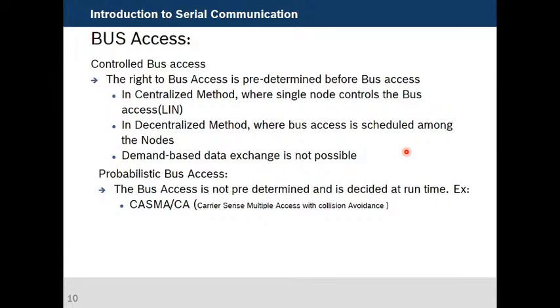The next one is random bus access. The bus access is not predetermined and runs completely at runtime. Whenever there is a runtime data change or an ECU change, the data will be transmitted. An example of this is Carrier Sense Multiple Access with Collision Detection.